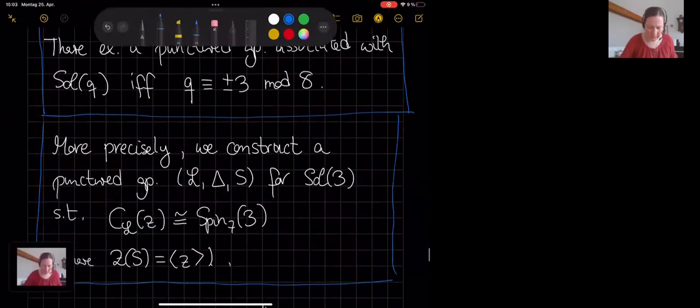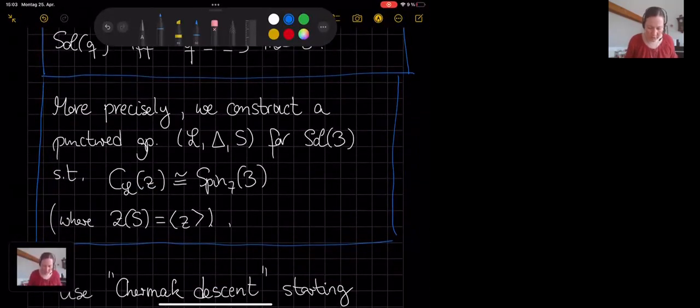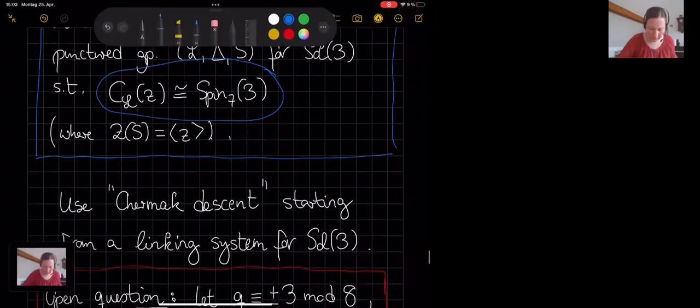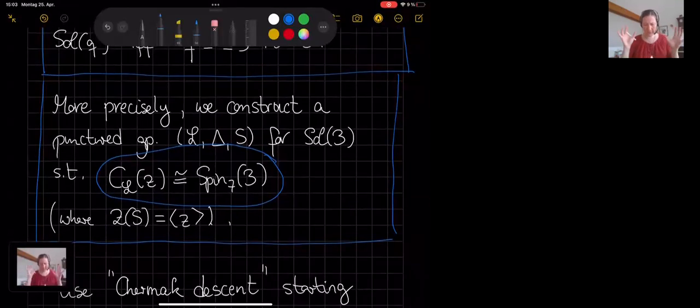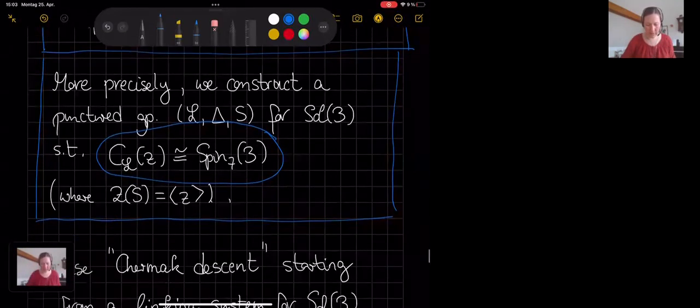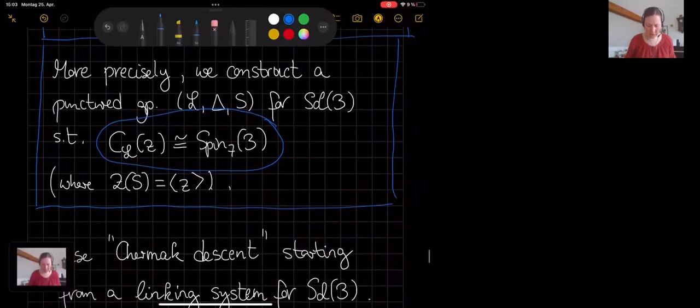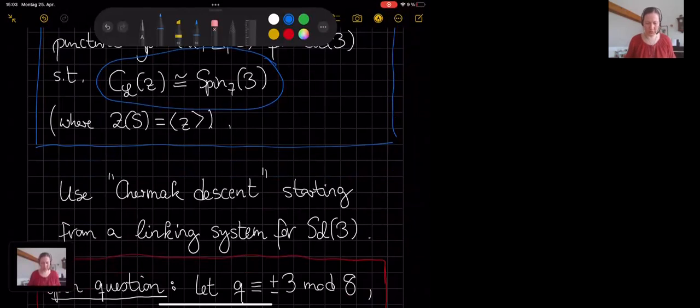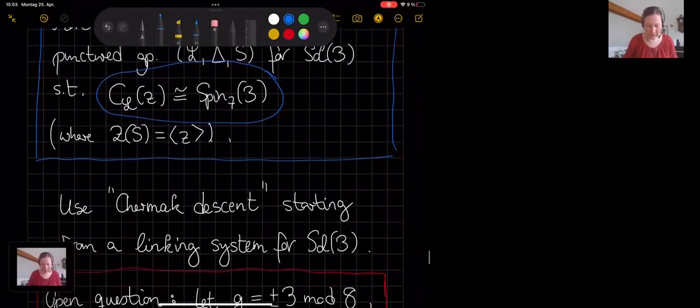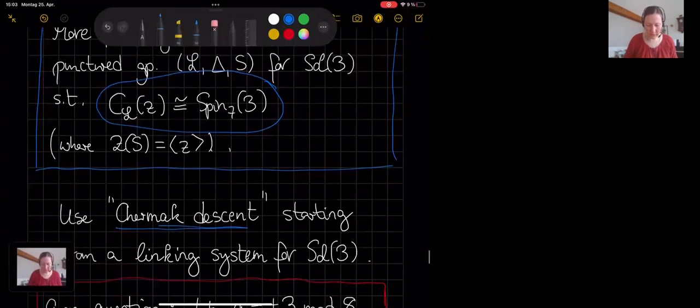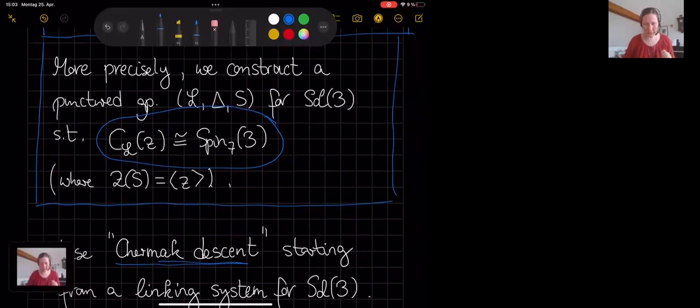And for the smallest, we could more precisely construct a punctured group such that the centralizer in L of Z is Spin7(3). To do that, we basically start with a linking system on a certain set of objects, and then we try to glue things in to make it larger so that we eventually end up with punctured groups. Chermak introduced a procedure which he also used in his proof of the existence and uniqueness of centric linking systems, and this is basically what we use here. So it's a constructive proof where we really need to look very much into the structure of Sol 3.